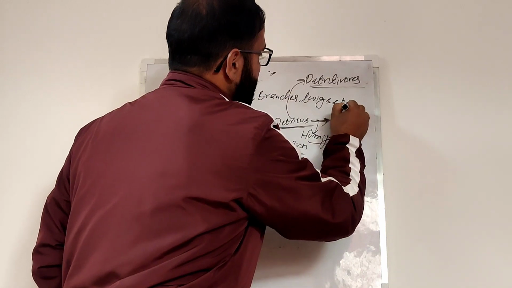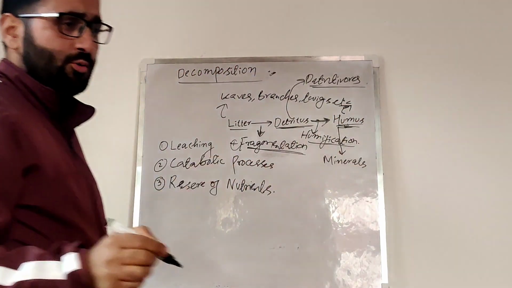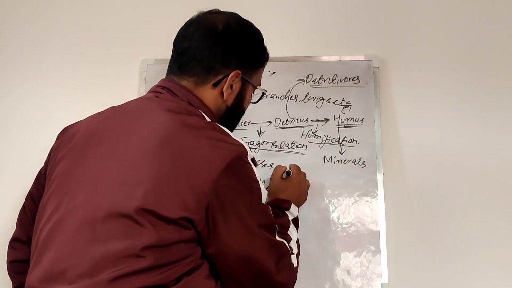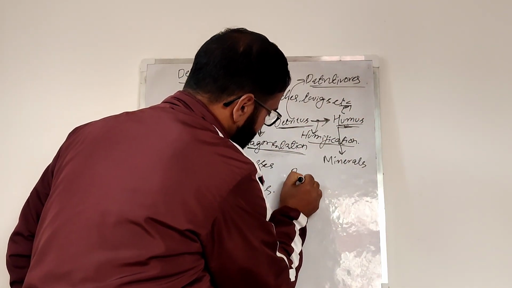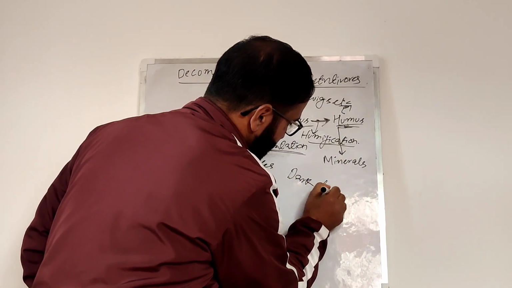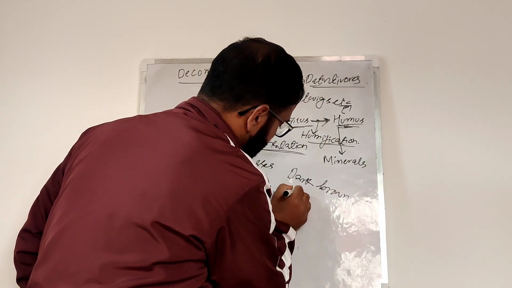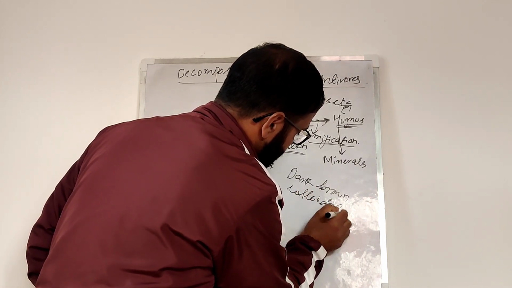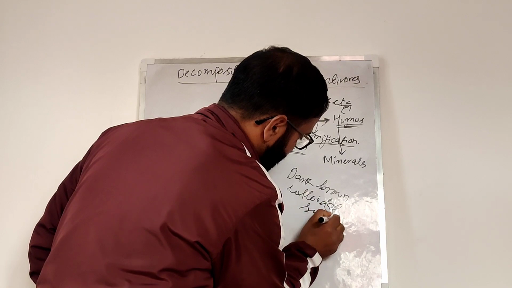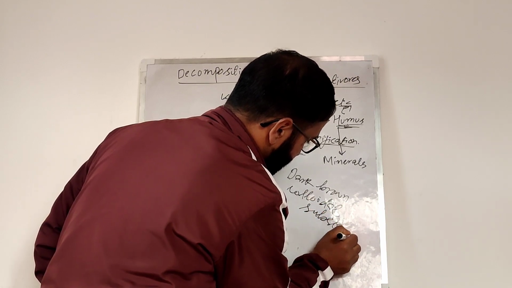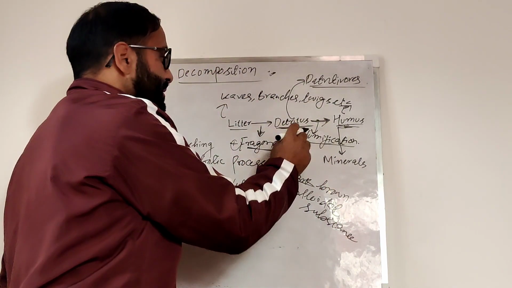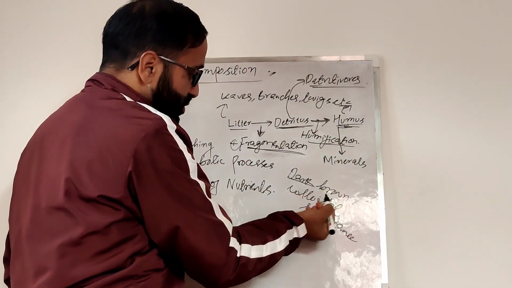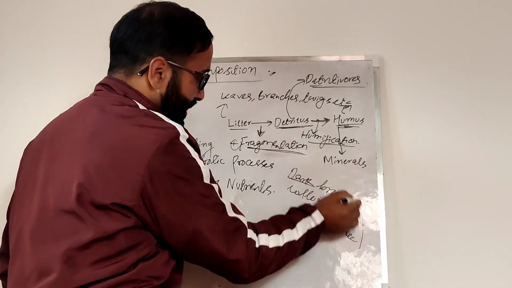Now this humus is a dark brown colloidal substance. So from detritus, it becomes humus, which means it becomes a dark brown colloidal substance.